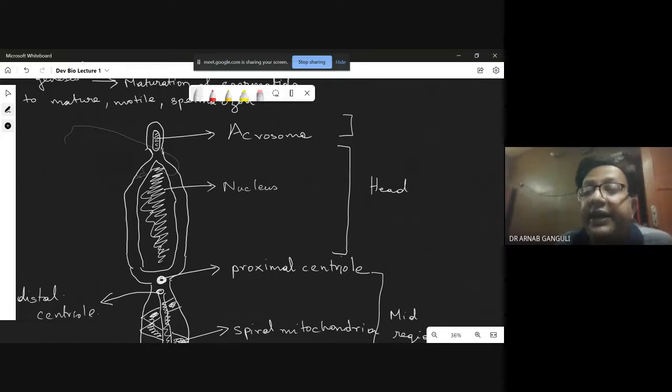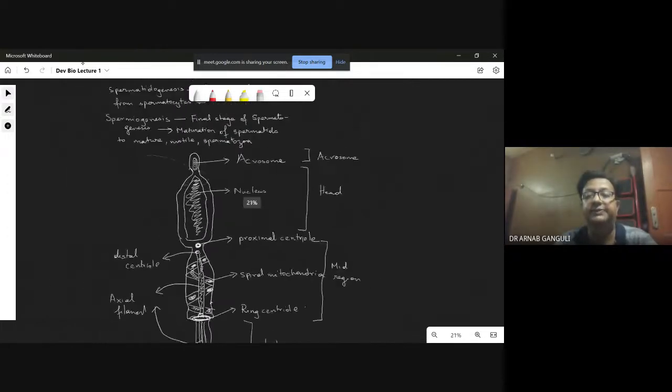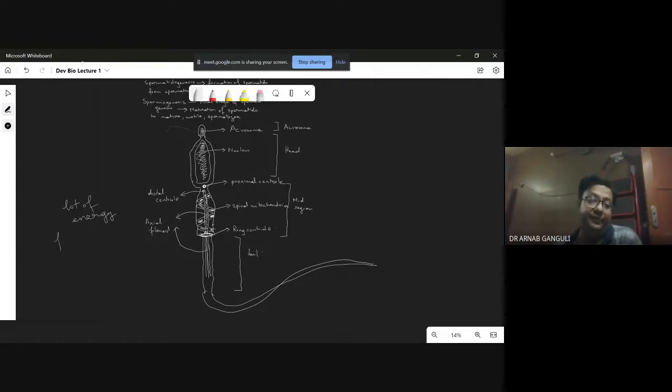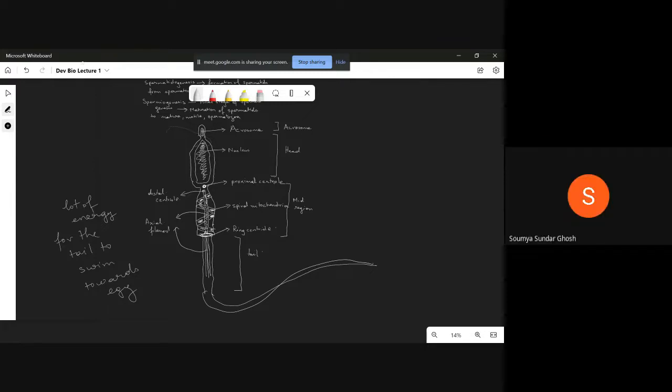On top of the head is the famous acrosome. It contains enzymes which dissolve the membrane of the egg. So we'll have a look at the sperm structure as a whole. The tail goes on like this. You have heard a lot about the sperm tail. This mitochondria gives a lot of energy for the tail to swim towards the egg. So are you clear about the structure of the sperm? Yes, sir. Okay.